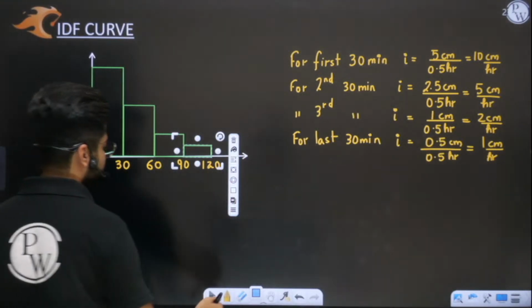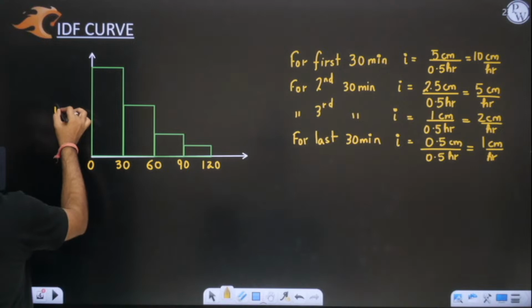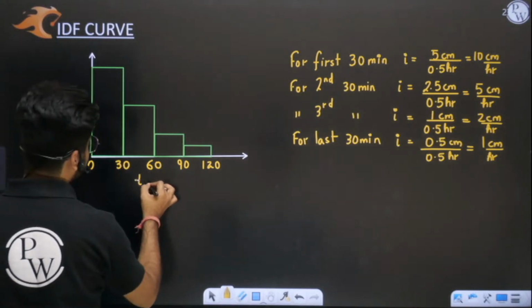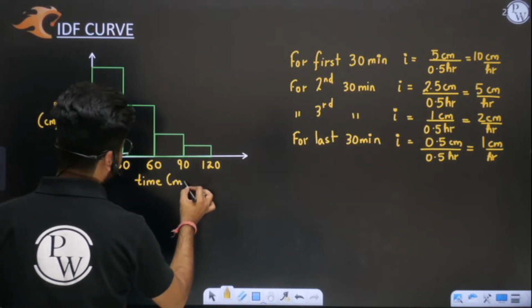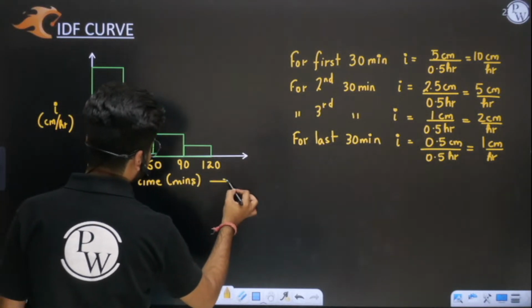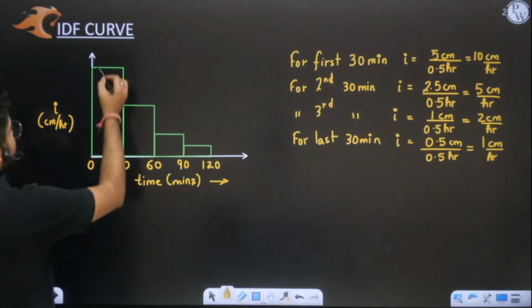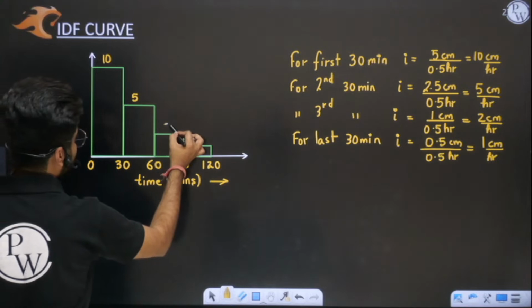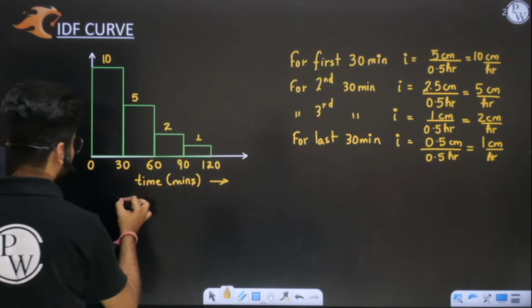Let us take this as 1 centimeter per hour. So here we have intensities, in centimeter per hour, and here we have time duration, in minutes. Okay, we have written in minutes here, so no problem. So this is 10, this is 5 centimeter per hour, this is 2 centimeter per hour, this is 1 centimeter. So this is your hydrograph.